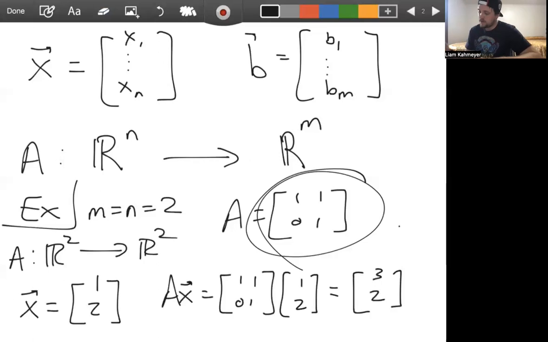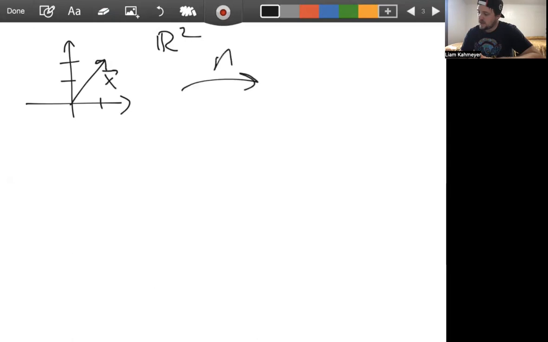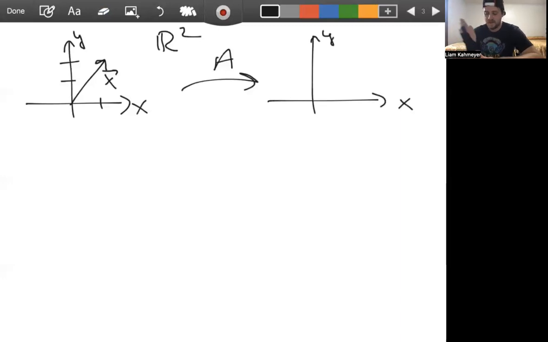So what this matrix A representing a map has done geometrically is, we started in R2 and we had the vector 1, 2. Here's X. On the XY plane, what A has done is transformed that into the vector 3, 2. So 1, 2 goes to 3, 2, like this. And this would be B in the notation that I've used previously.